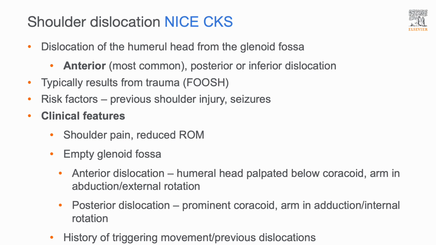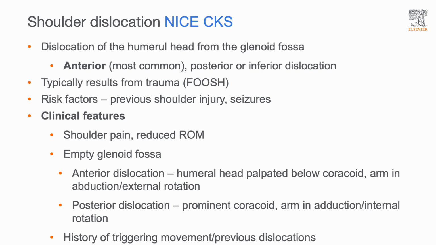Shoulder dislocation describes dislocation of the humeral head from the glenoid fossa. It's very common as the humeral head is much larger than the glenoid fossa in which it sits. Anterior dislocation is most common, though the shoulder joint can also dislocate posteriorly or inferiorly. It typically results following trauma such as a fall on an outstretched hand. Risk factors include previous shoulder injury and rotator cuff instability, and seizures are a particular risk factor for posterior dislocation.